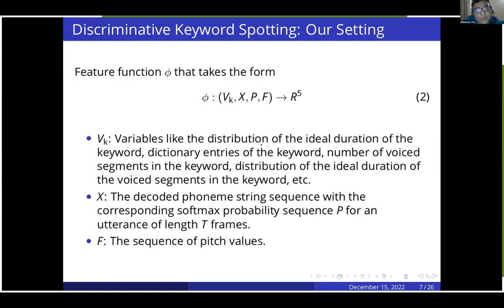So what we did is that we took this idea and changed this x into a set of other variables: vk, x, p, and f. vk could be variables like the distribution of the ideal duration of the keyword, ideal dictionary entries of the keyword, number of voice segments, distribution of the ideal duration of the voice segments, all those things. We actually use a frame-based phoneme classifier along with a pitch detector for this purpose. X is the variable which represents the decoded phoneme string sequence with the corresponding probability sequence P for an utterance of length T frames, and F is a sequence of pitch values. Phi is a vector function, and we map these variables to a point in R5.